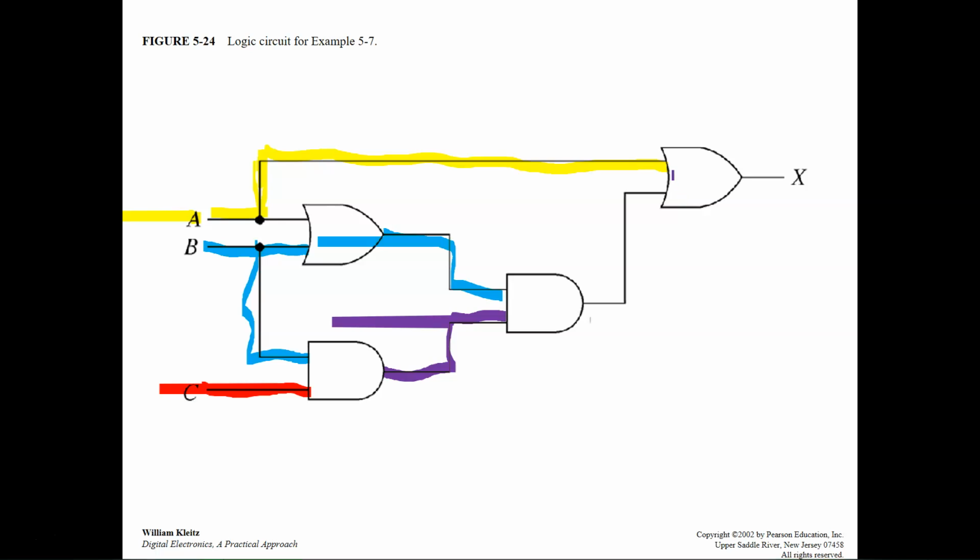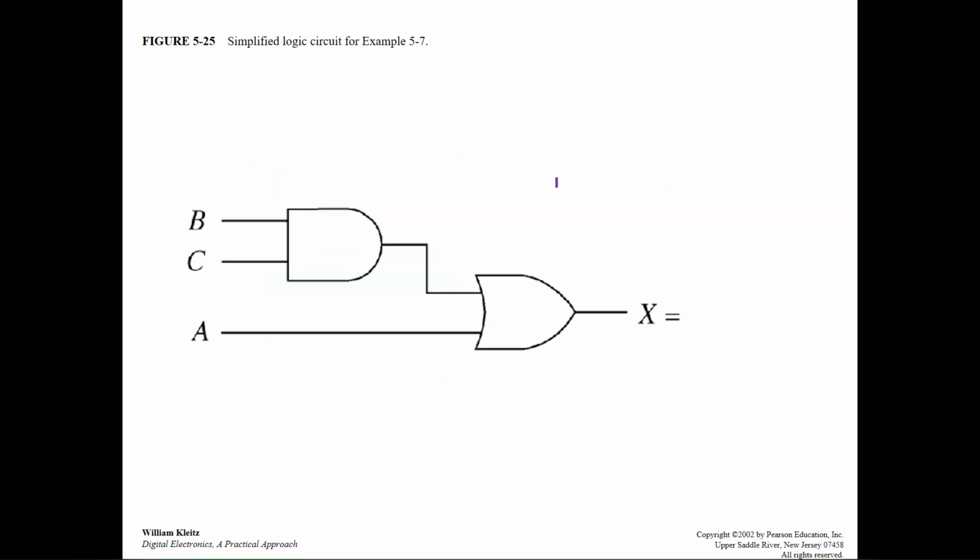Wouldn't it be easier to just leave the signal at A? Because the A signal doesn't do anything. It's just kind of out on its own, right? So instead, we could bring B and C together to one AND gate, right? Be a little bit easier. And that's exactly what we would do.